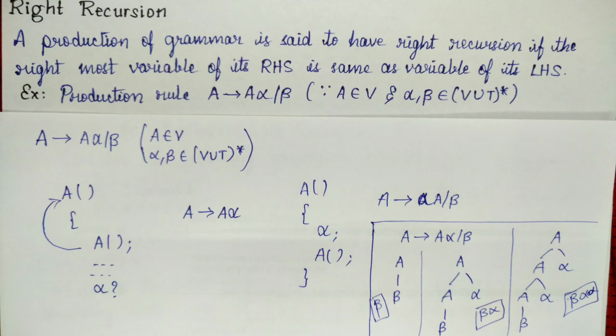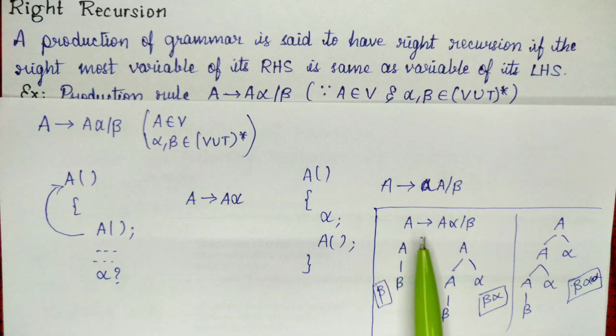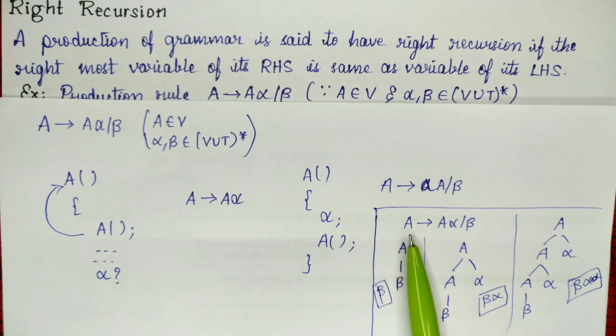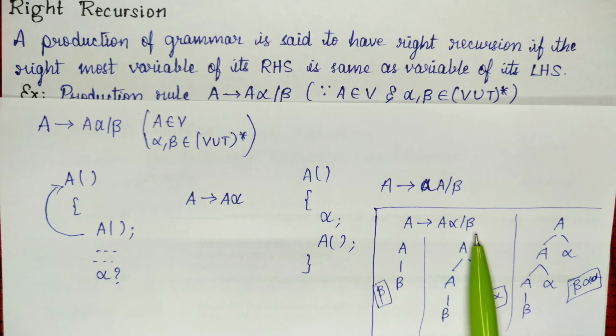So let's see the left recursion. We have the grammar A produces A alpha or beta. Let's see the first tree: A produces A alpha, and we also have A produces beta. So take beta at this A, and the first tree is produced. In the second tree, A produces A alpha and this A produces beta. So the derived string is beta alpha, and for the first tree only beta is derived.